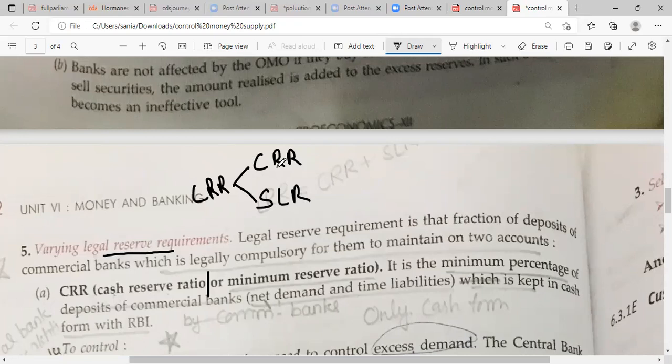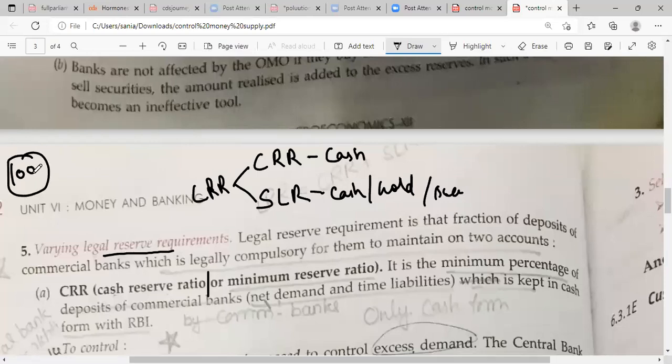Now what is the difference? Cash reserve ratio means only cash is accepted. And in SLR, cash, gold, securities, anything can be accepted. For example, you are earning 100 rupees, and it is compulsory for you to keep 20 rupees with me. So if I am asking you to keep CRR, then I will only accept cash. I will not accept anything else. So you will give me 20 rupees. It can be two notes of 10, or four notes of 5. But I will only accept cash.